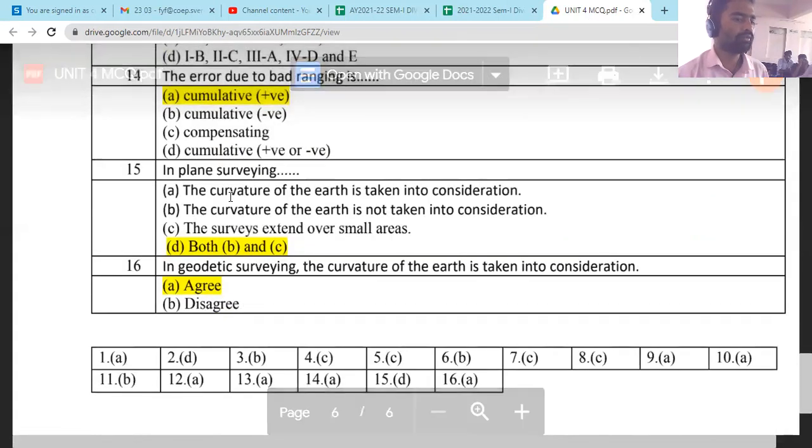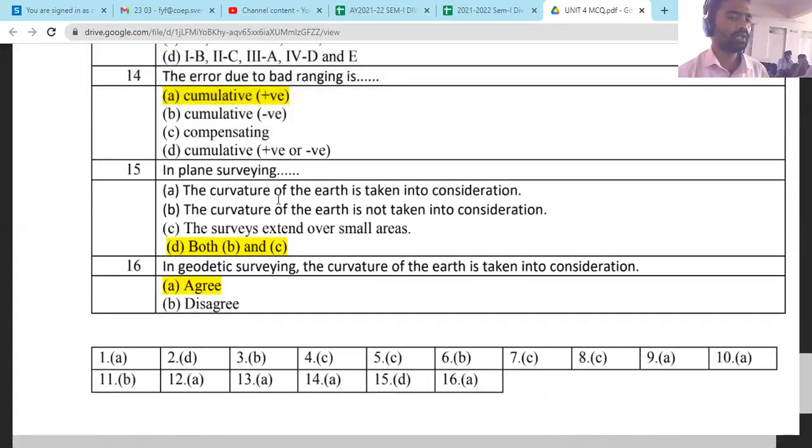Okay, what is plane surveying? The curvature of the earth is taken into consideration. Is it correct? In plane surveying, this is wrong. Curvature of the earth is not taken into consideration. Yes, it is correct. The survey extends over a small area. Yes, that is also correct. Options are B and C. In the geodetic survey, the curvature of the earth is taken into consideration. Agree? Yes or no? Yes.